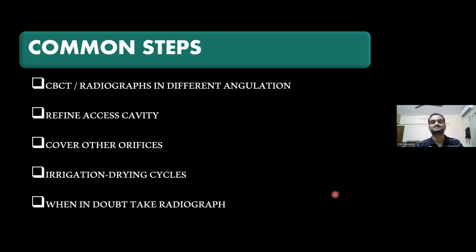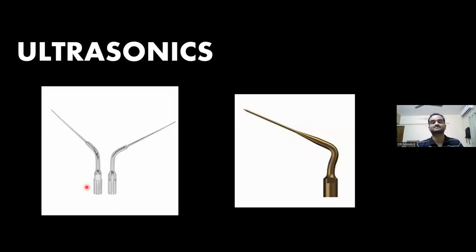So the frequent irrigation and drying cycle should be followed for a continuous visualization of the file head. And you should keep track of the surrounding dentin. And when in doubt, you should always take a radiograph. If you feel like the file is moving apically instead of coronally, or if you feel the file size might have got reduced, you should always take check X-rays to confirm.